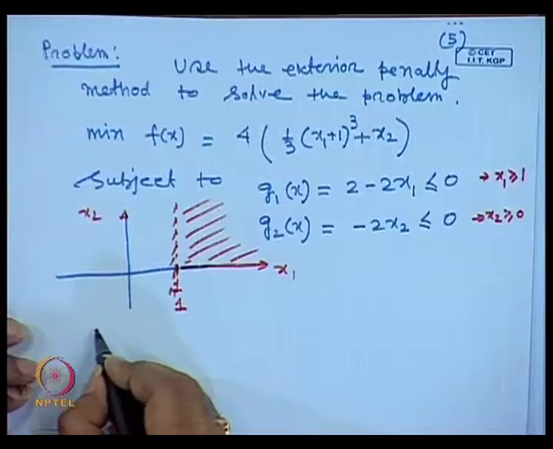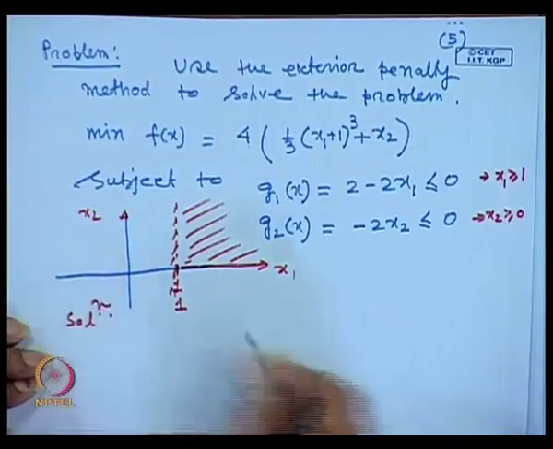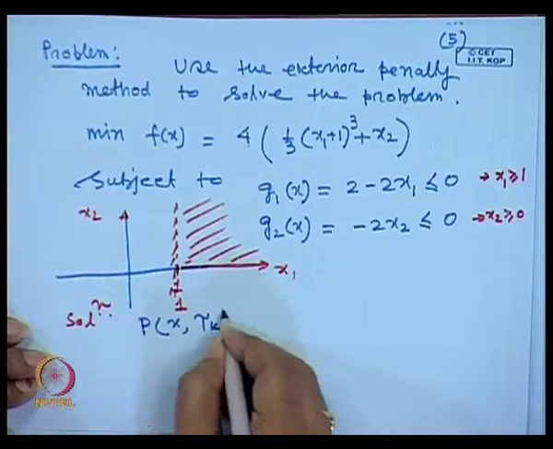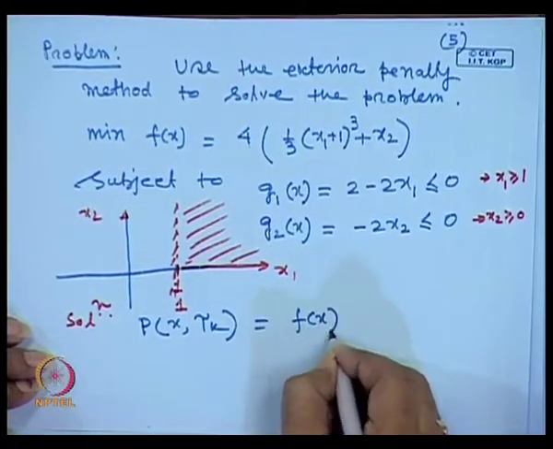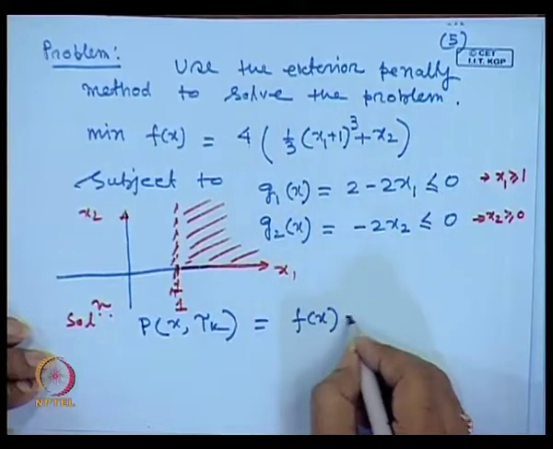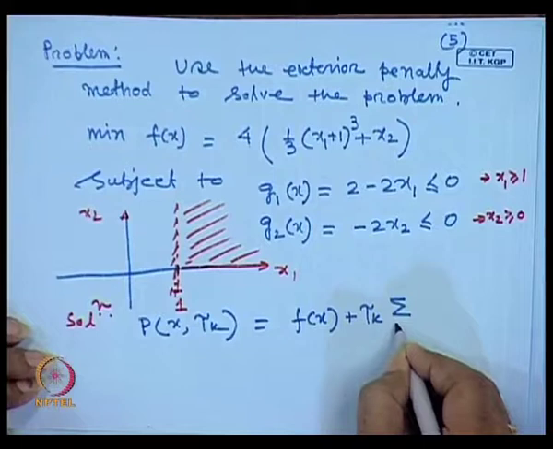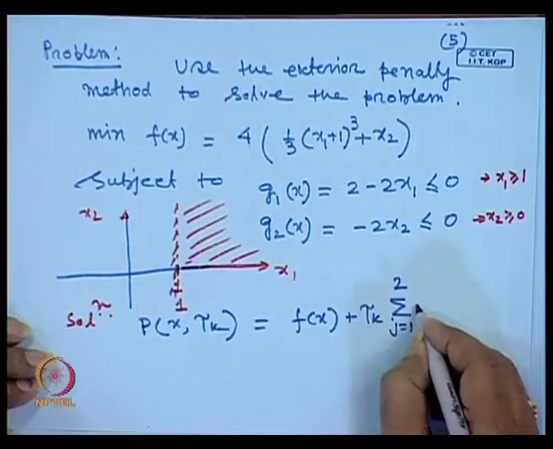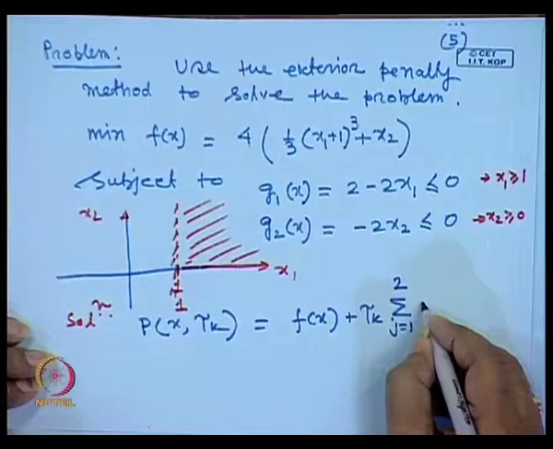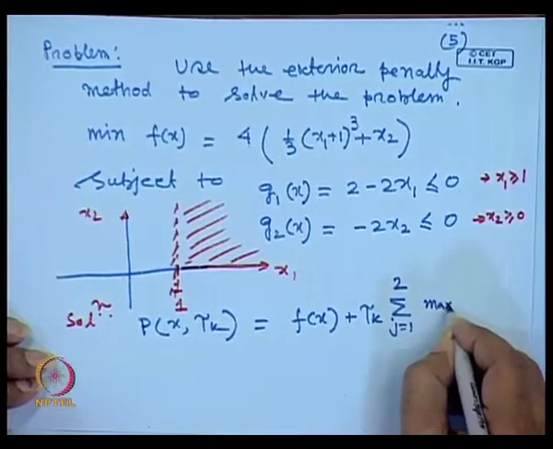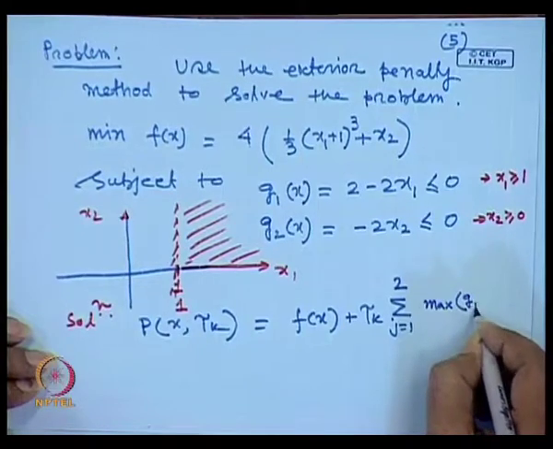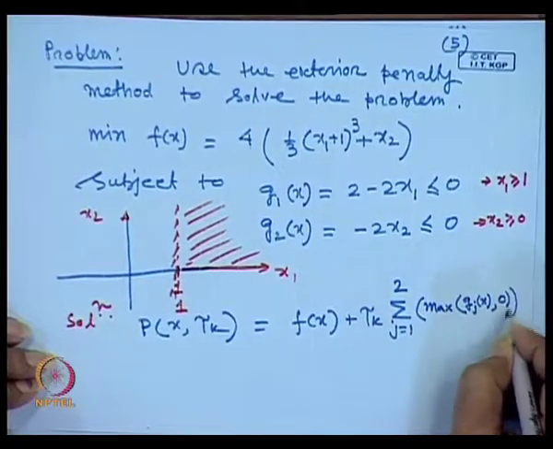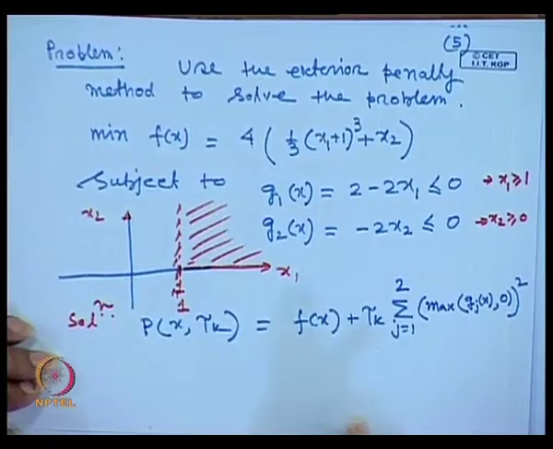form. So, what is the standard form? Our penalty function is like this: P(x, tau_k) is equal to the objective function f(x) plus tau_k times the summation of j equals 1 to 2, since there are two inequality constraints, and that is the penalty term we are taking into account, max of g_j(x), 0, this whole thing squared. Agree?